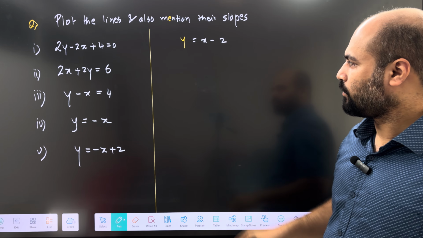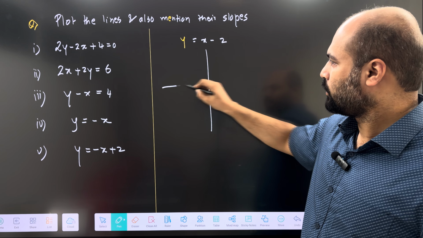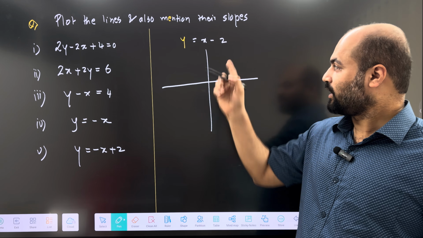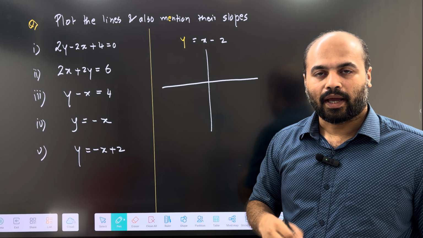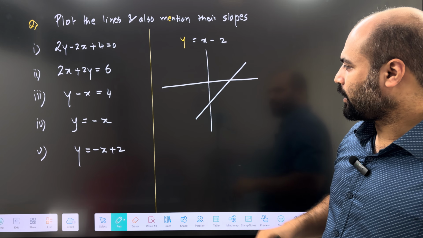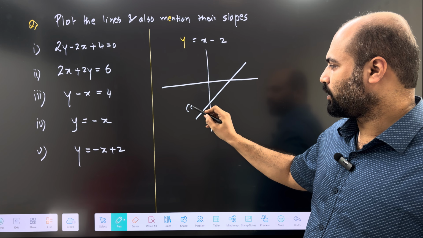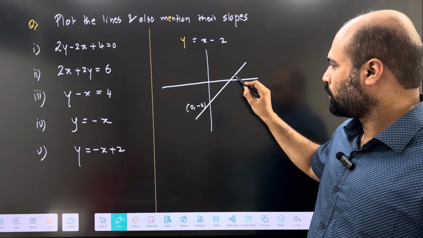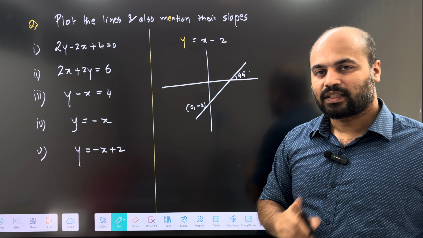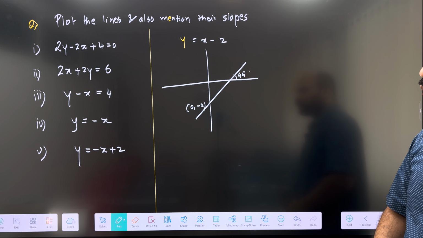This is the equation that we're talking about, which implies that the slope is positive. You can see it over here, m is 1. So the angle made is 45 degrees. Also, the intercept is negative, which means this point is going to be 0, minus 2, and this angle is 45. So tan of 45 is 1. Slope is 1. Question 2.